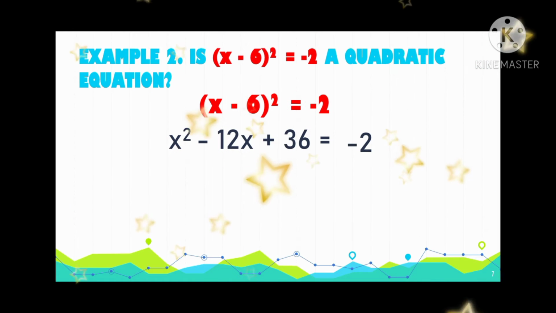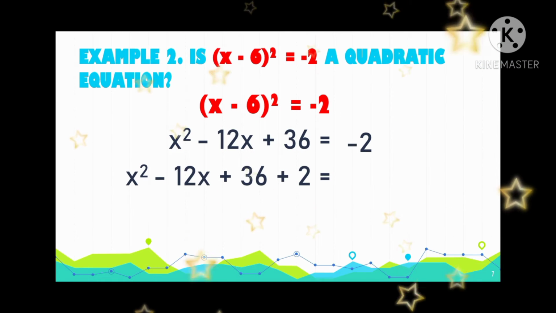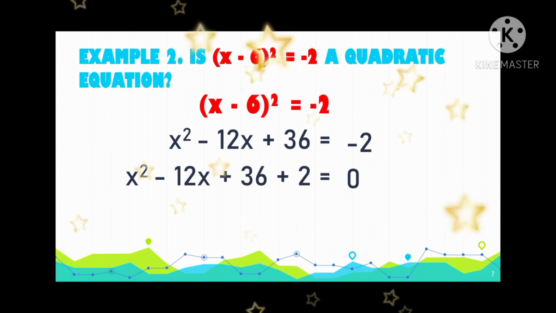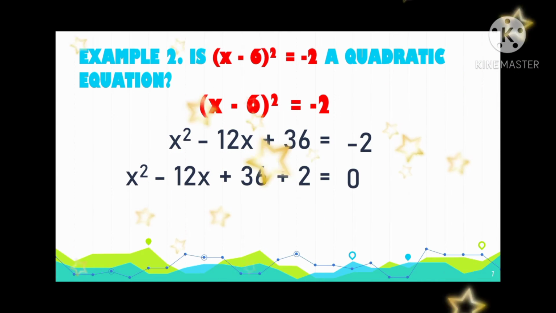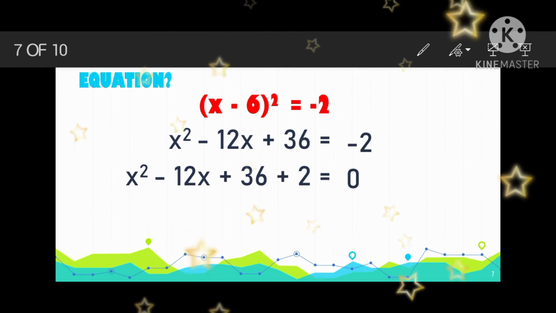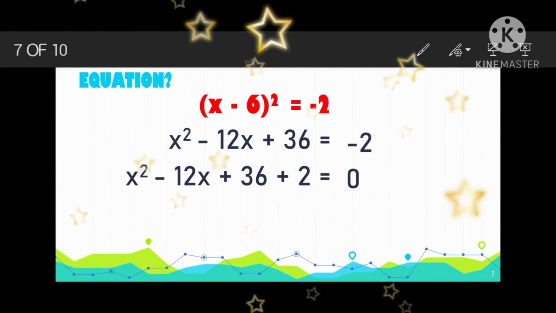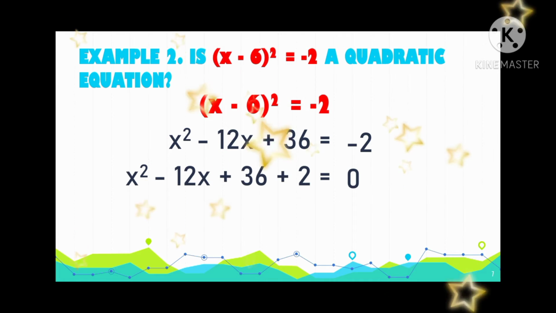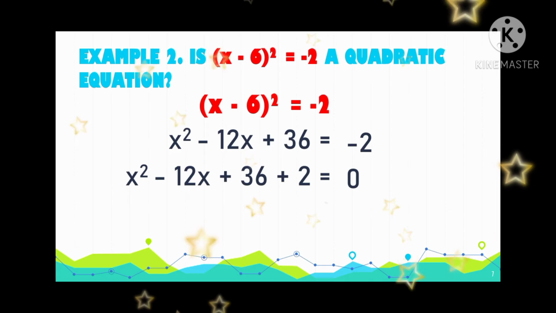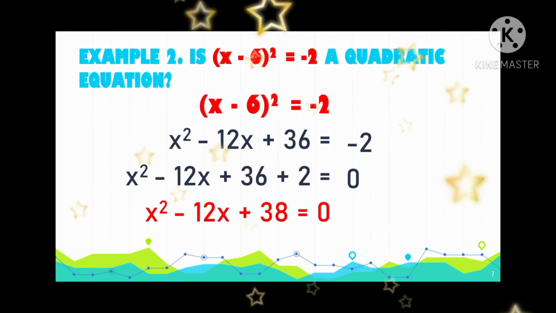Then ilipat natin si negative 2 sa left. So magiging 0 na si right side of the equation. Now let us combine the constant terms. We have 36 and 2. So 36 plus 2 is 38. So the equation now is x squared minus 12x plus 38 equal to 0.